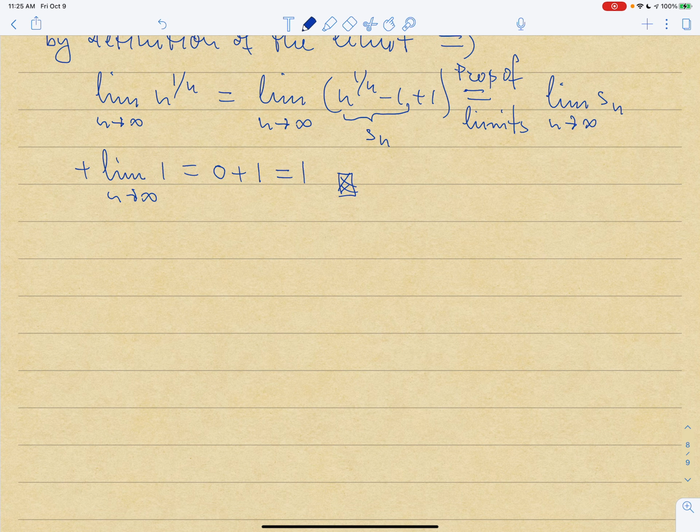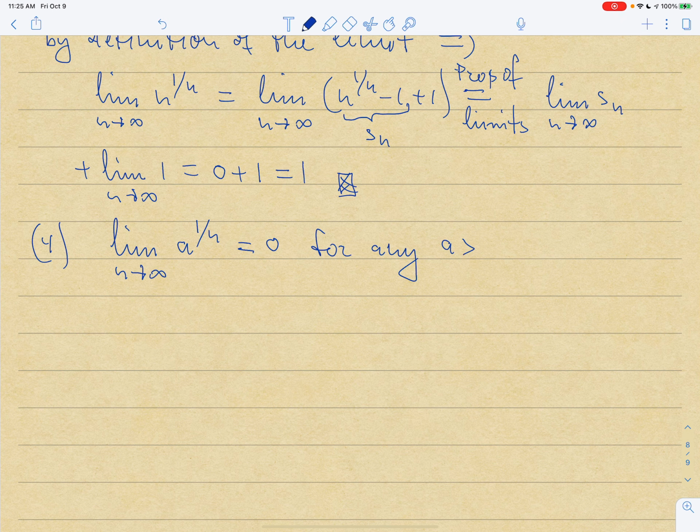All right, so number 4. If I take the limit as n goes to infinity of a to the power 1 over n, then the claim is that this limit is also equal to 1, as long as a is greater than 0, because otherwise you will not be able to take roots of a. So this is true for any a greater than 0.